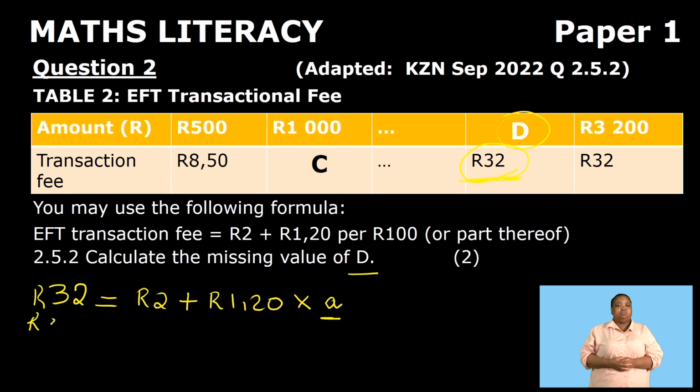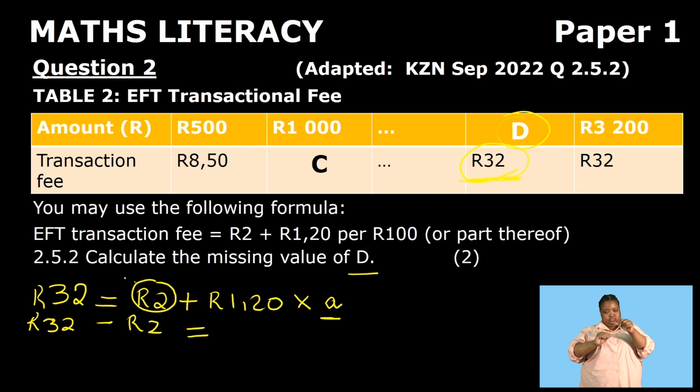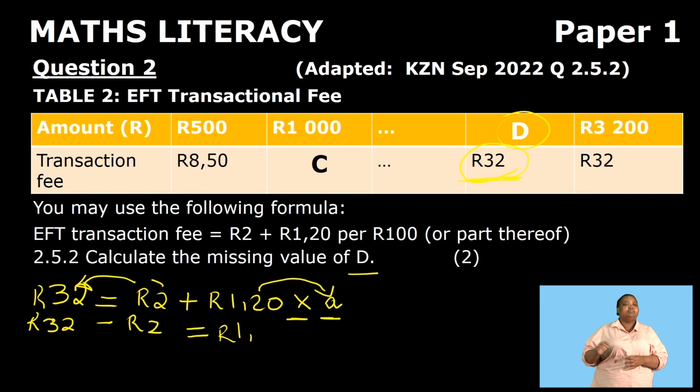Now in this case, we need to work out. We are going to bring down the 32 Rands, and then we are going to say minus 2 Rand, of which it's taken on this side. Being taken to your left hand side, it will only change from a positive to a negative. So now in this case, we have a multiplication. So we know that we multiply. So we are going to multiply 1.20 with our variable, of which is A. So this will give us 120A.